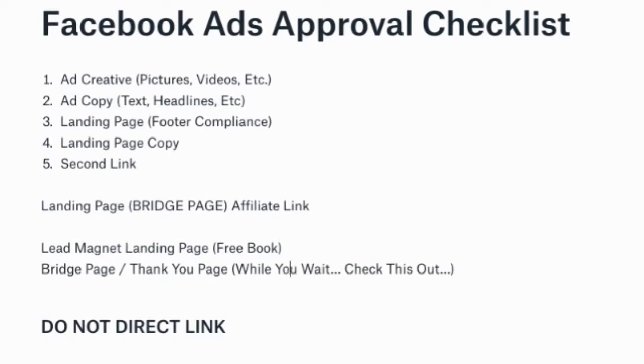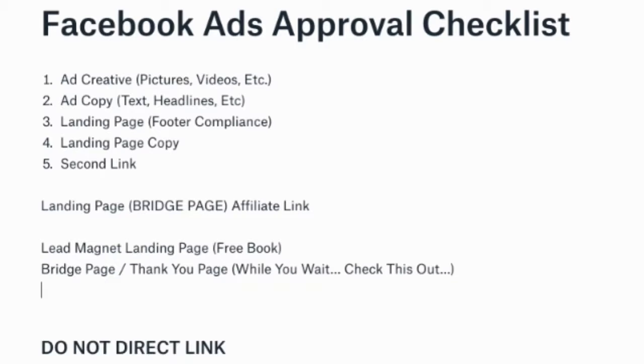And what I mean by that is I'm going to be saying, hey, while you wait for your free book, check this out. Then I'm going to be actually sending them to an affiliate offer, and when I send them to the affiliate offer, it should get approved, right? So making sure that instead of running ads for an affiliate offer, I'm going to be running ads for my lead magnet, right? So my free book, my free report, my free case study, whatever your lead magnet is.